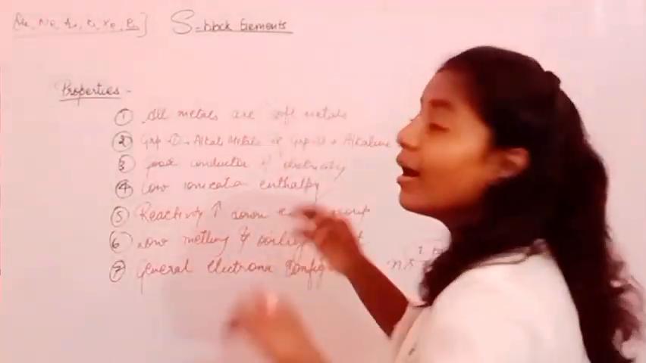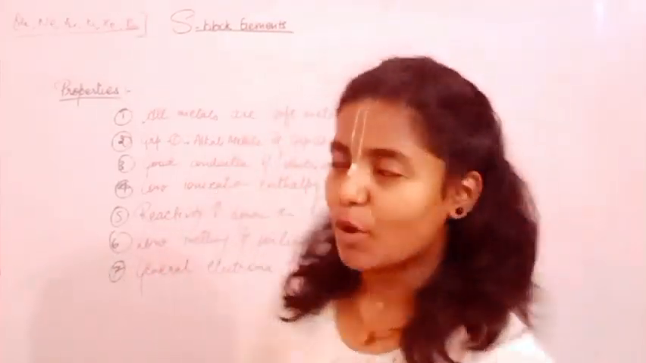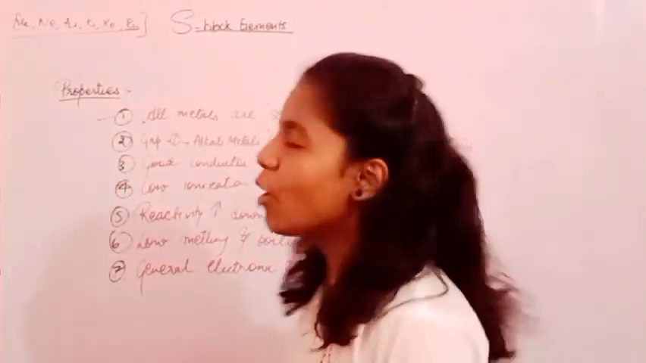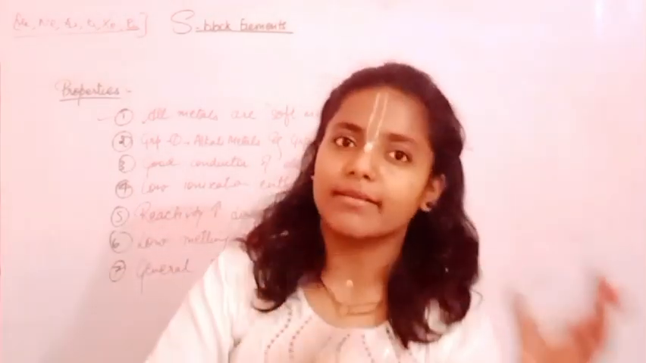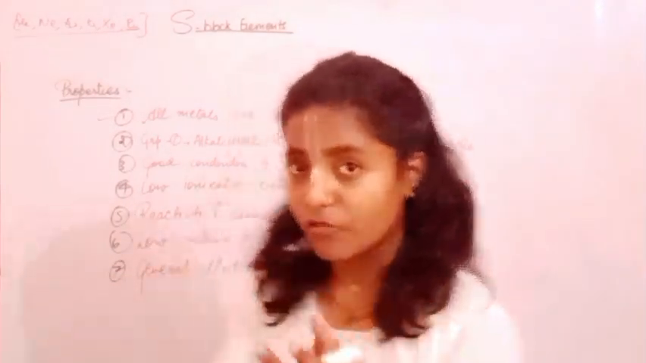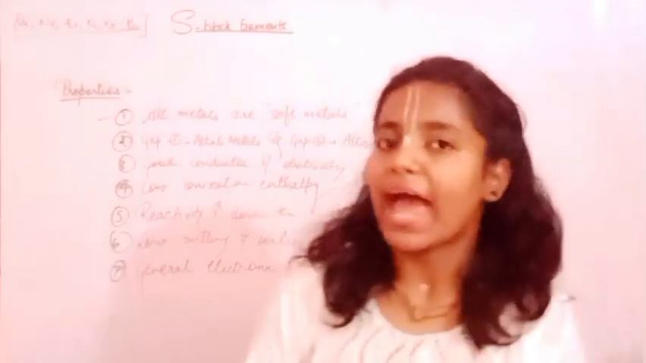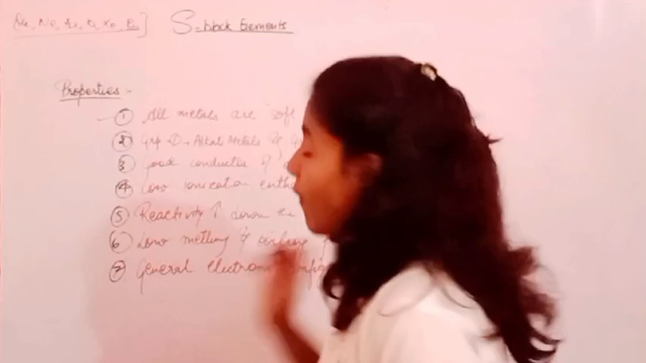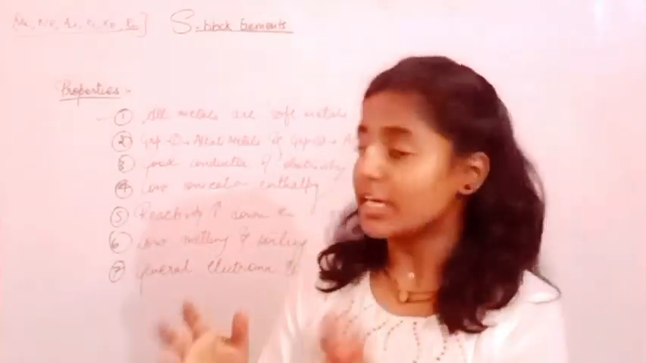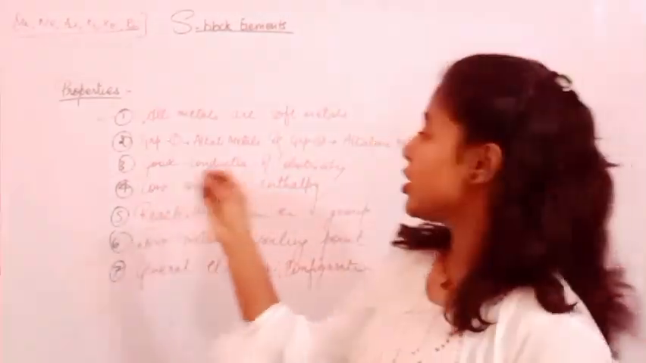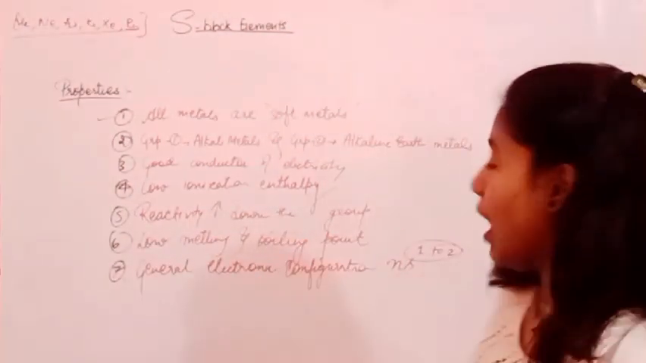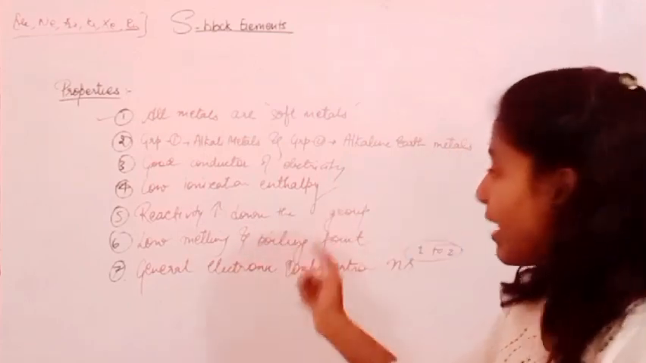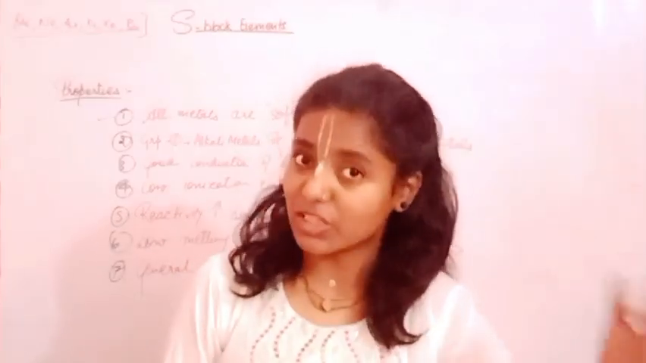What are the properties of S block element? Let me repeat it again. Number one, all metals are soft metals. In S block element, I just told you there are alkali metals and alkaline earth metals, and they all are soft metals. As they are soft metals, you can add one more point that they are good conductors of heat and electricity. Talking about your fourth point, they have low ionization enthalpy. Talking about reactivity, it increases down the group, and they have low melting and boiling point, and their general electronic configuration lies from ns1 to ns2.